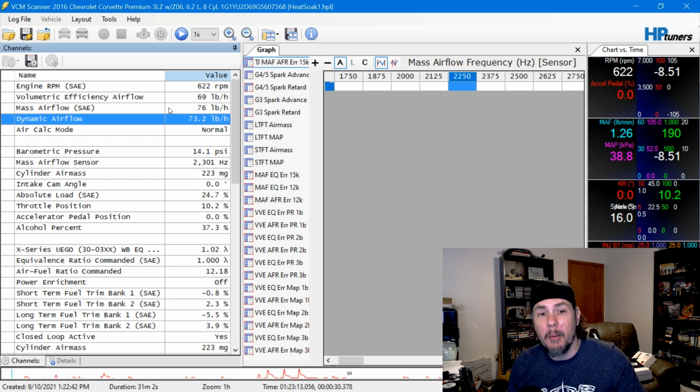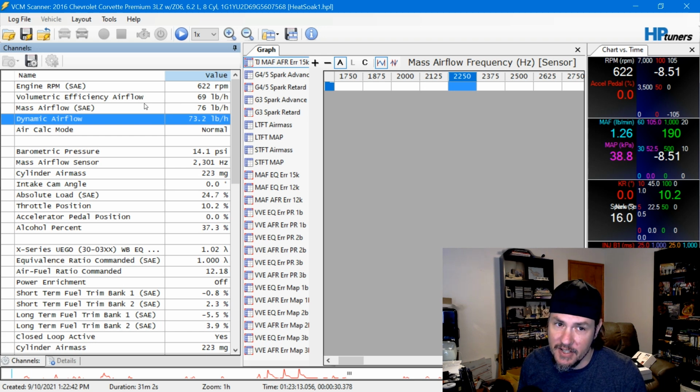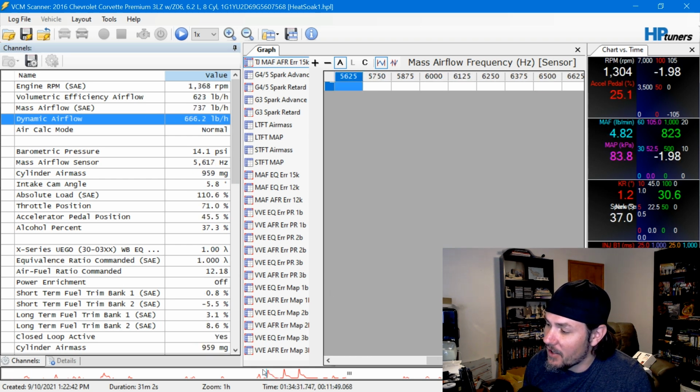It's going to put more weight over into the VE airflow tables, and that's why you'll see a lot of MAF-only vehicles don't run well in transient modes or in parking lot driving and things like that, because there's such a differential between the volumetric efficiency and the mass airflow. So it's critical that we get those dialed in.